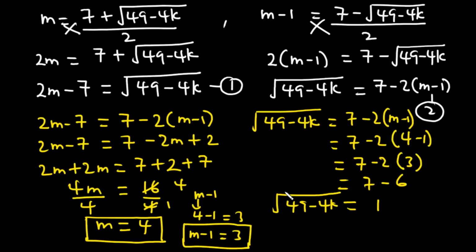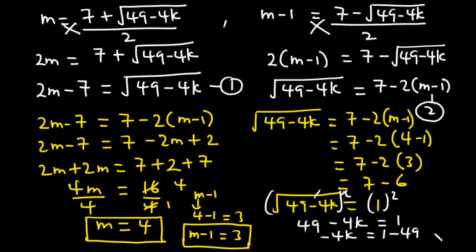Now to do away with the square root, let's square both sides of the equation. So we are going to have 49 minus 4k is equal to 1, and then we transpose 49 to the right hand side, and we have negative 4k is equal to 1 minus 49, which is equal to negative 48. We divide both sides of the equation by negative 4, and then we have k equal to 12. So the value of k is equal to 12.